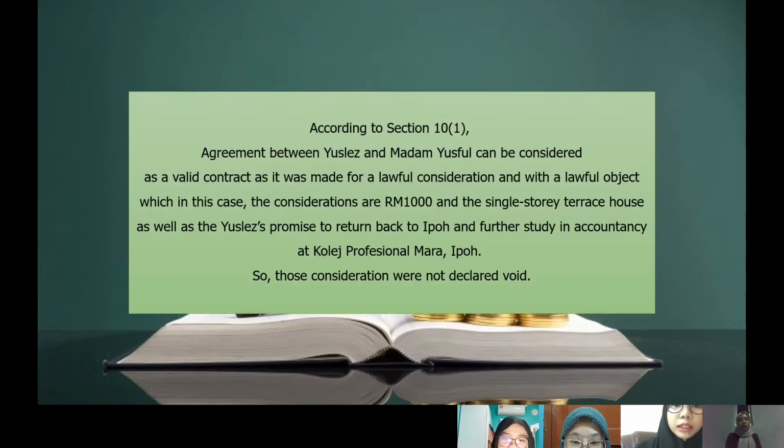So, according to Section 10(1), the agreement between Useless and Madam Useful can be considered a valid contract as it was made for a lawful consideration with a lawful object. In this case, the considerations are 1,000 ringgit and the single-story terrace house, as well as Useless promising to return to Ipoh and further his study at Kolej Profesional Mara Ipoh. So, those considerations were not declared void.